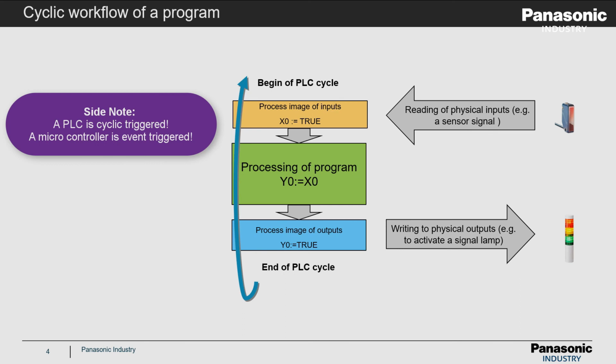In some situations, a PLC must work like a microcontroller. In that case, you can use an interrupt. With such an interrupt, it is possible to react to a value change of an input immediately within one PLC cycle. That's all for this video.